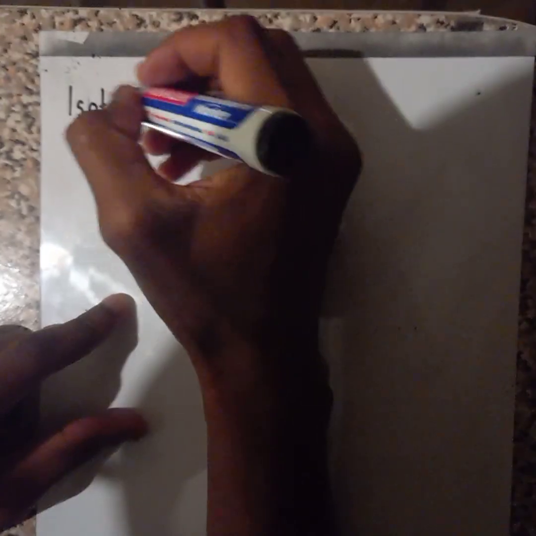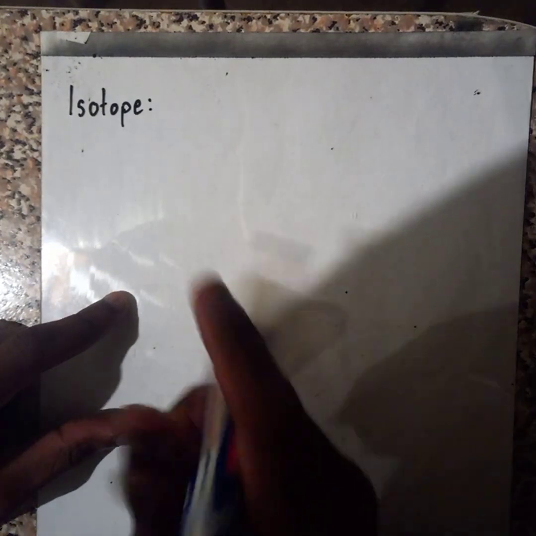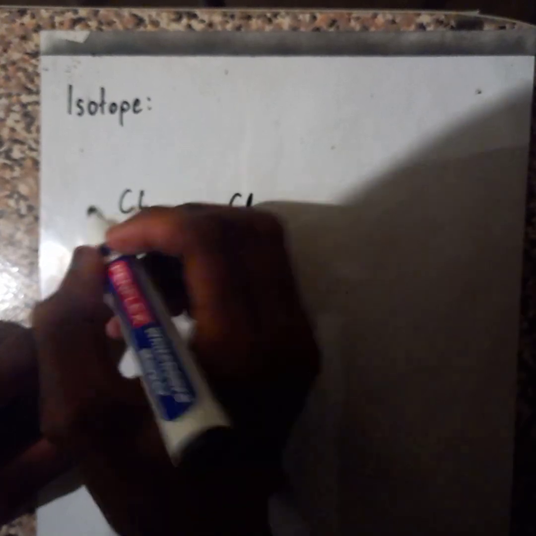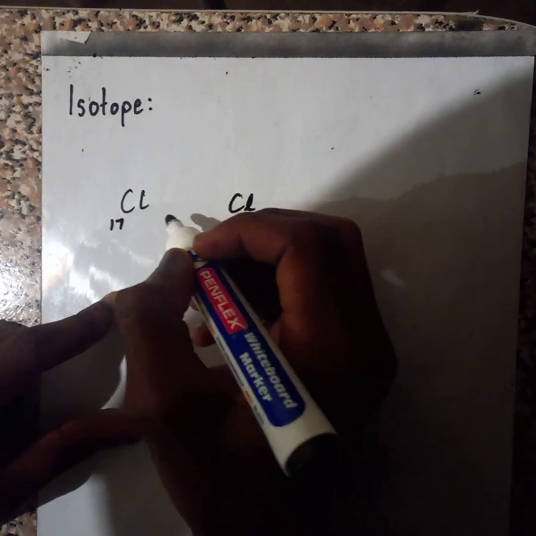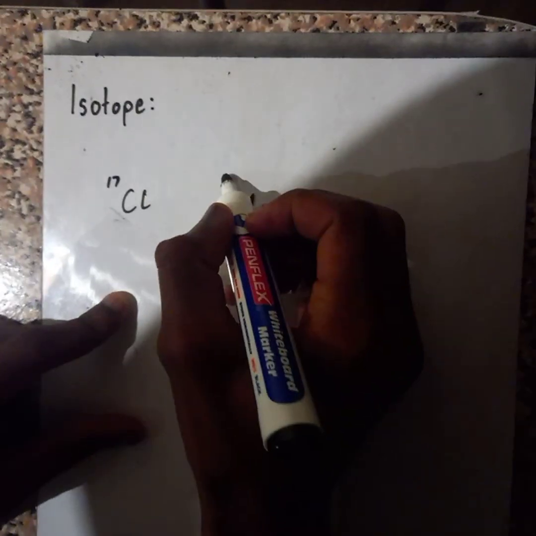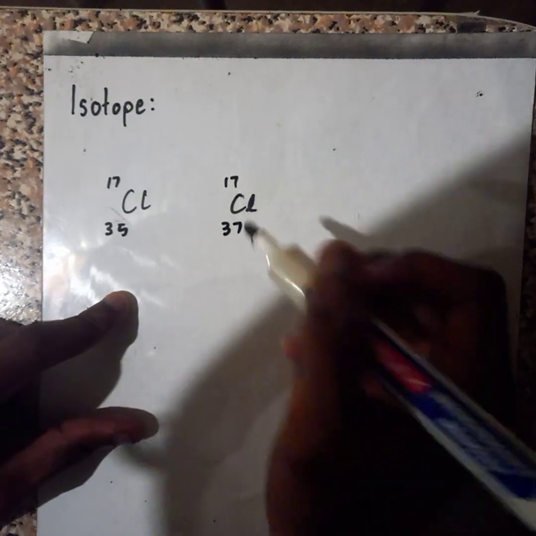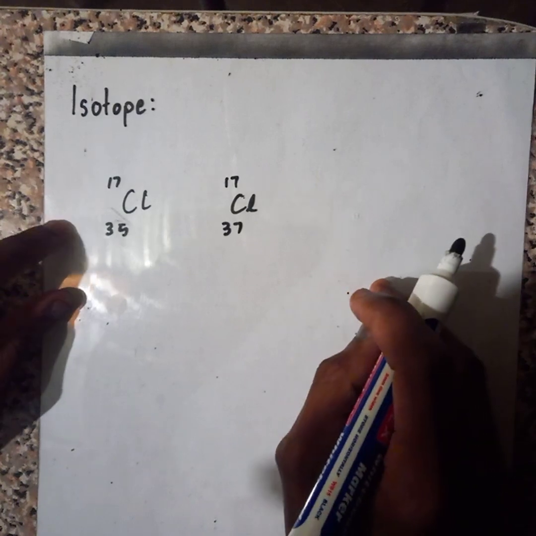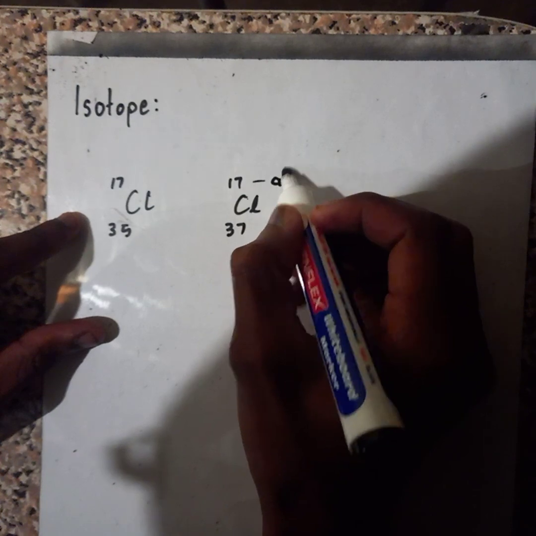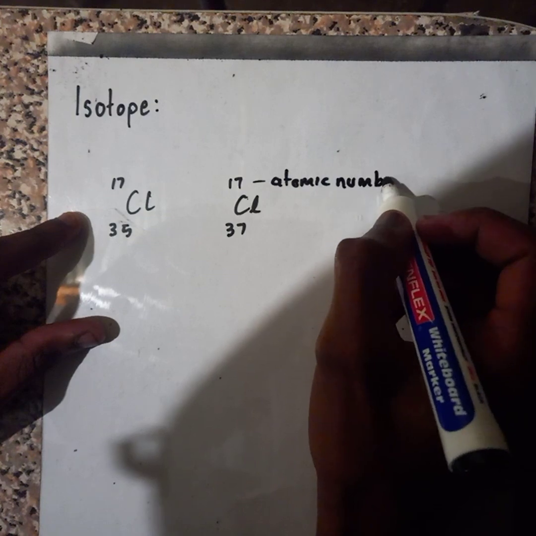the term isotope. I want us to visualize these two atoms, chlorine, let me write the atomic number here on top, 17, when we have 35, and here we have 37. Look at these two atoms. We have the atomic number here. This is our atomic number.